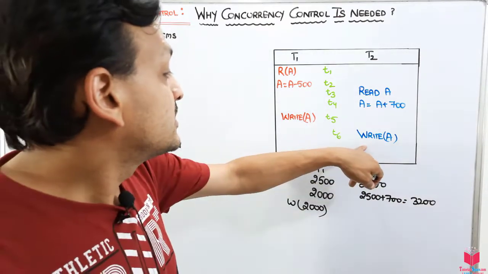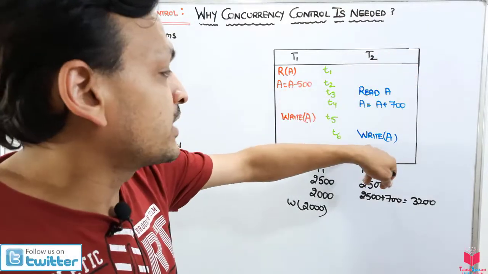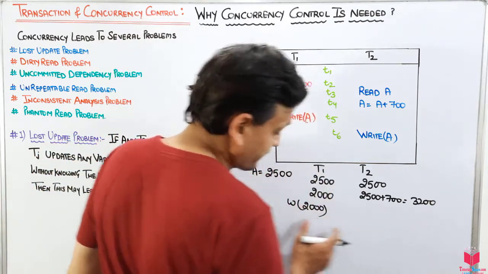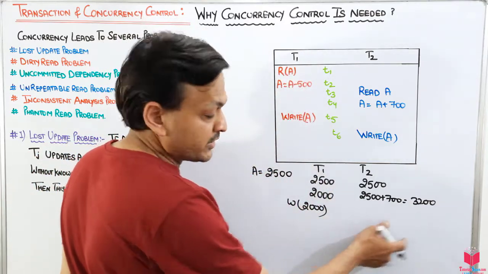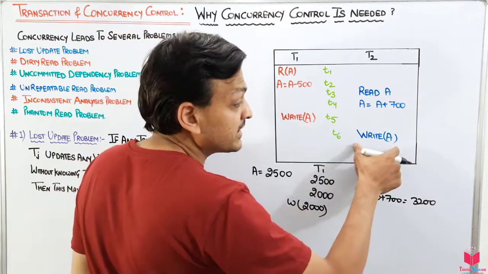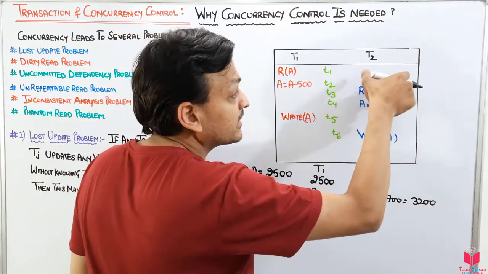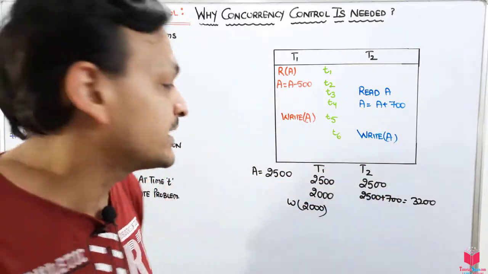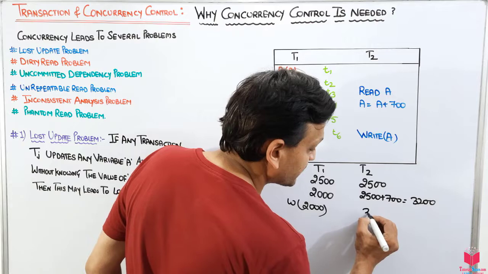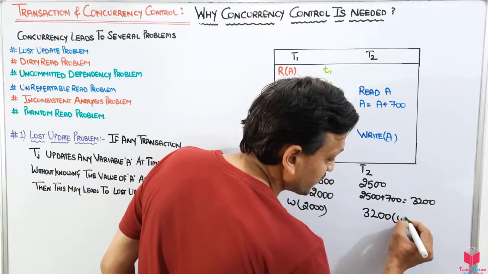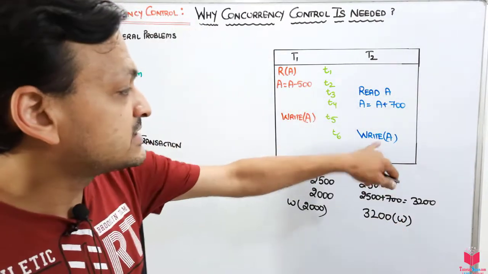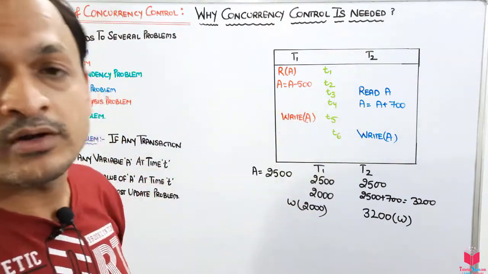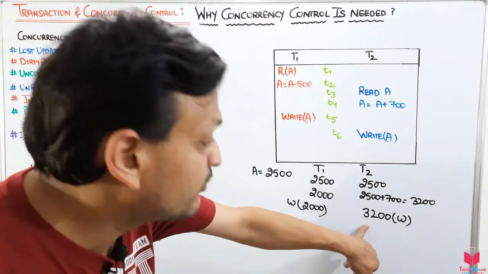Now suppose transaction T2 wants to write the variable A. It will write the value 3200 here, not 2000, because it has read the value of A as 2500 and performed its operation on the basis of this value. That means T2 will write 3200. This is the last updated value which will be reflected back to the database. So the final value will be 3200.